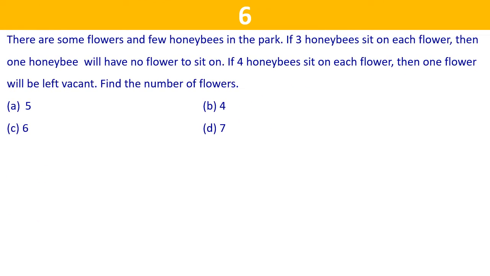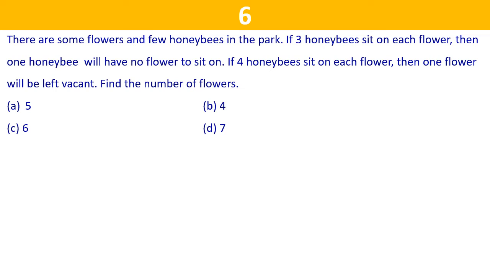Problem 6. There are some flowers and few honeybees in the park. If 3 honeybees sit on each flower, then 1 honeybee will have no flower to sit on. If 4 honeybees sit on each flower, then 1 flower will be left vacant. Find the number of flowers. You can pause this video and try this question on paper. And once you have solved, you can resume the video to look for the solution.